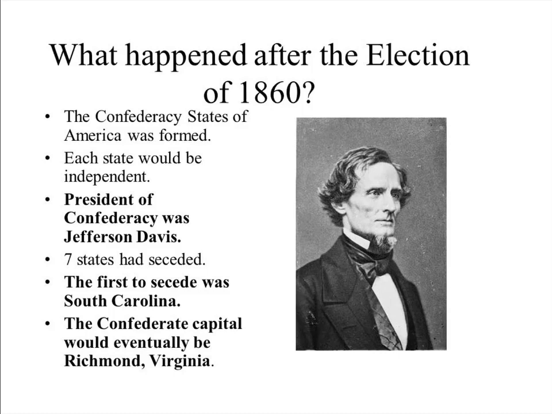So let's review what we've said so far. What's happened? This issue of slavery has come to a head in the election of 1860. After Lincoln is elected, the Confederate States of America are formed. Each state is to be independent in the Confederate States of America. They just work together as a group to help promote their own interests. They elect as their president Jefferson Davis. You see him right here in the picture. Seven states have seceded. The first go was South Carolina. And eventually, the Confederate capital will be in Richmond, Virginia.